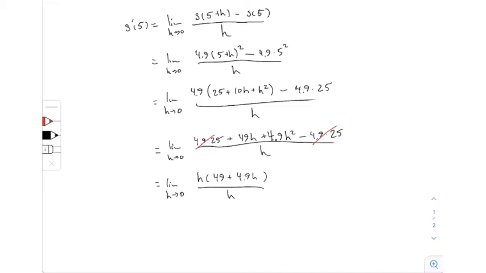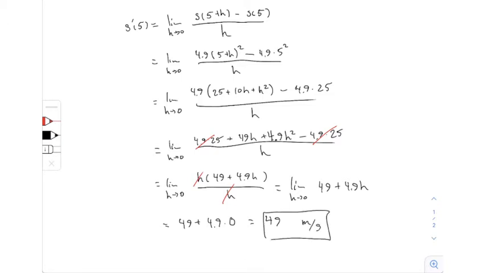Okay, now can I cancel the h's? Yes, now you can cancel the h's because it is factored out of everything on the top. So we cancel the h's. What remains then is just 49 plus 4.9h. All right, and now finally we take the limit by plugging in h equals 0. I end up with 49 plus 4.9 times 0, which is 0 there. So the answer is just 49. And the units on this would be meters per second. Because I said before the units were meters and seconds. All right?